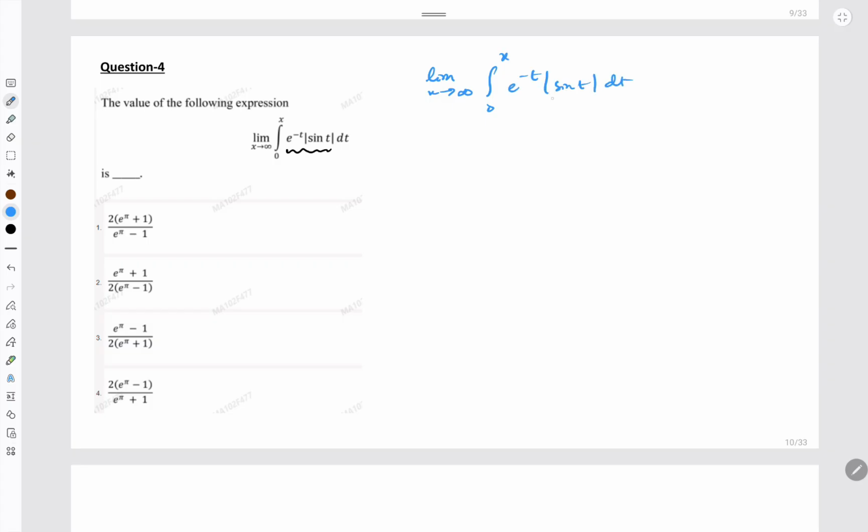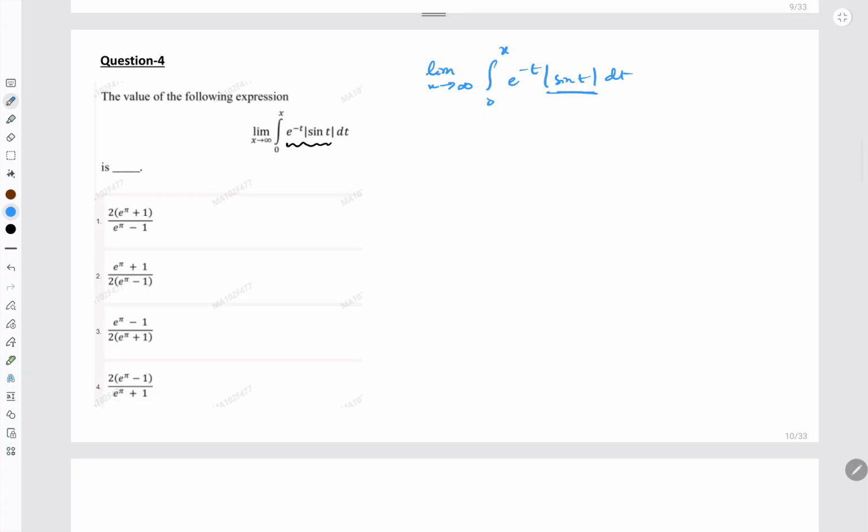Now this modulus of sine needs to be opened for me to perform integration, right? Because I don't know how to perform integration of mod. We have not taught that thing already. So how can I open the mod of sine t? For that I need to know the signs of sine t, when it is positive, when it is negative. If I draw the graph of sine t, sine is positive in 0 to pi, negative in pi to 2 pi, positive in 2 pi to 3 pi, and so on.